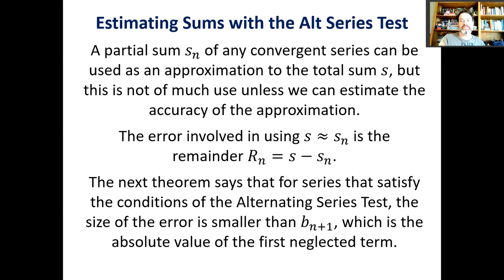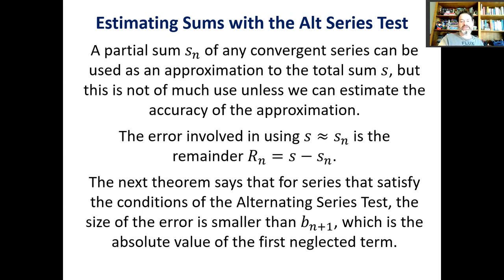Now let's talk about estimating sums. A partial sum Sn of any convergent series can be used as an approximation to the total sum, but this is not of much use unless we can estimate the accuracy of the approximation. If we just want to estimate something, great, but we don't know how accurate it is. So the error involved in using Sn as an approximation for S is the remainder S minus Sn.